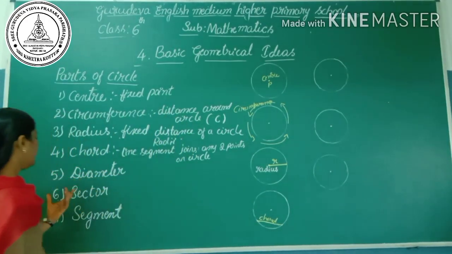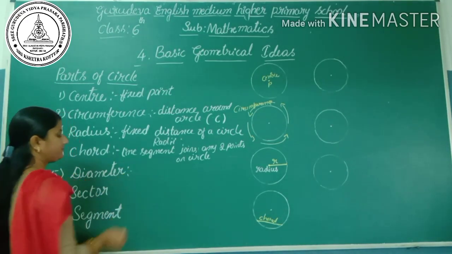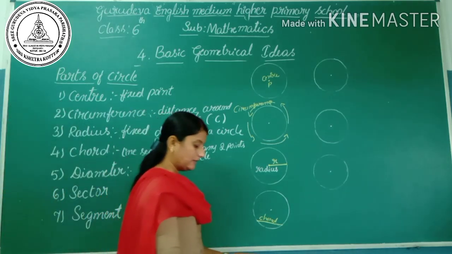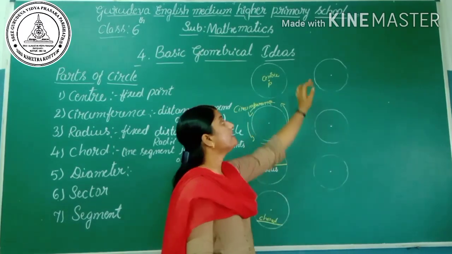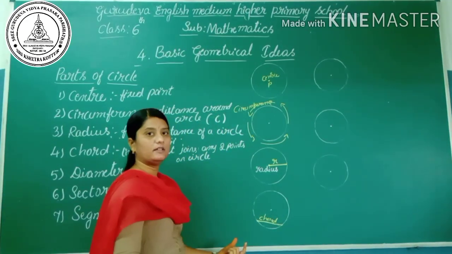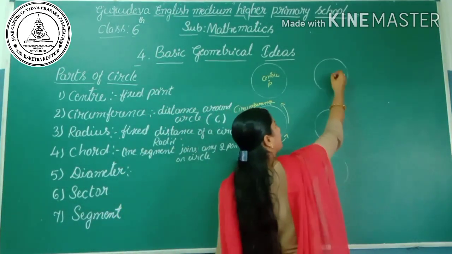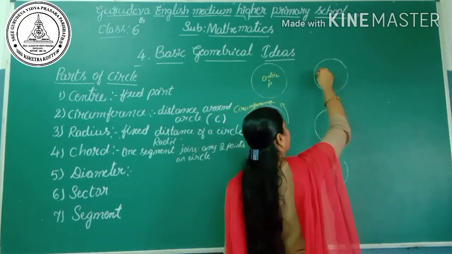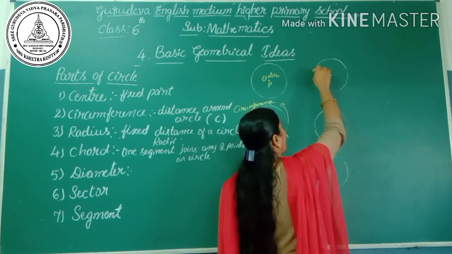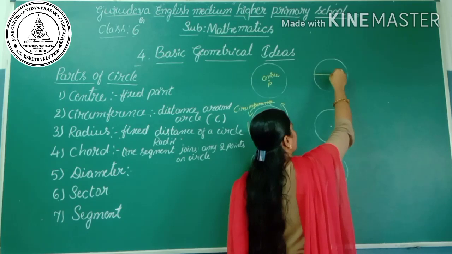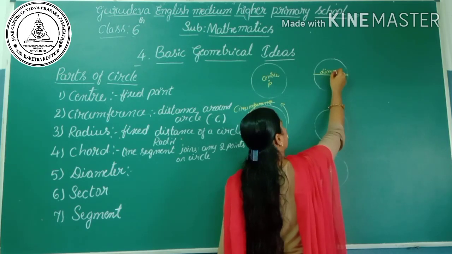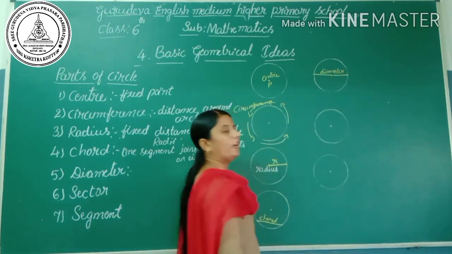Yes. Then the fifth one is diameter. What do you mean by the diameter? The chord which passes through the center of a circle is called the diameter of the circle, right? For example, here there is the center. A chord is a line segment which connects 2 points. So if the chord passes through the center of a circle, then it is called the diameter of a circle.